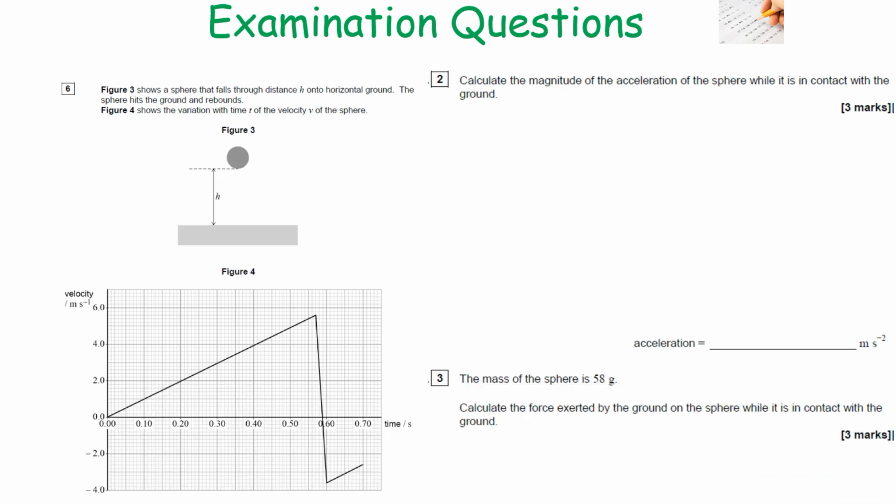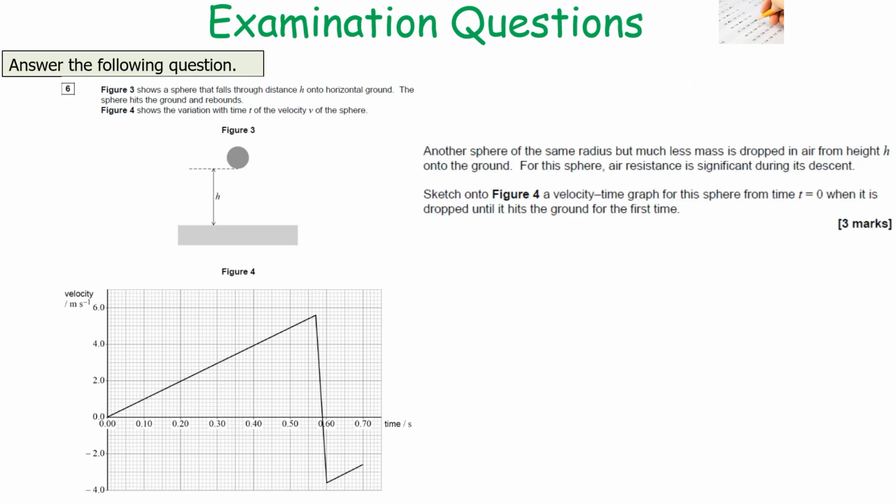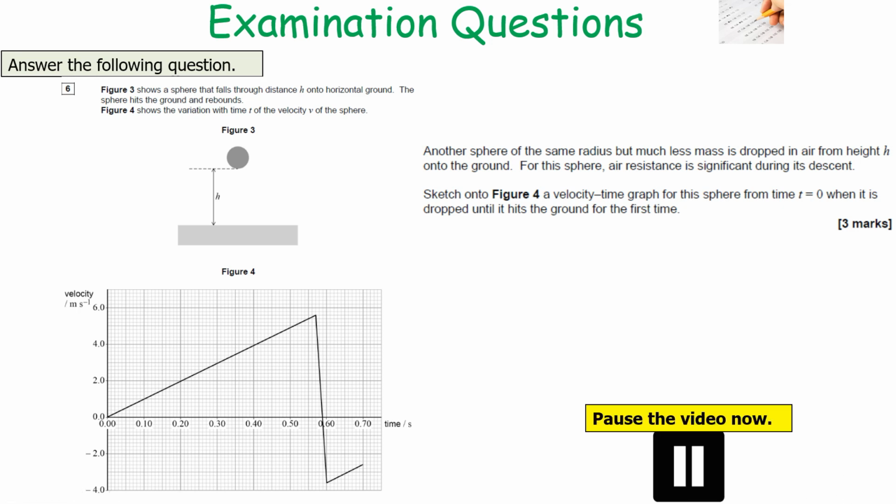Our next question says, here we've got another sphere of the same radius but much less mass, which is dropped from the height h onto the ground. For the sphere, air resistance is significant during its descent. Sketch on figure 4 a velocity-time graph for this sphere from time t = 0 when it is dropped until it hits the ground for the first time. Pause the video now, then unpause the video when you want to go through your answer.